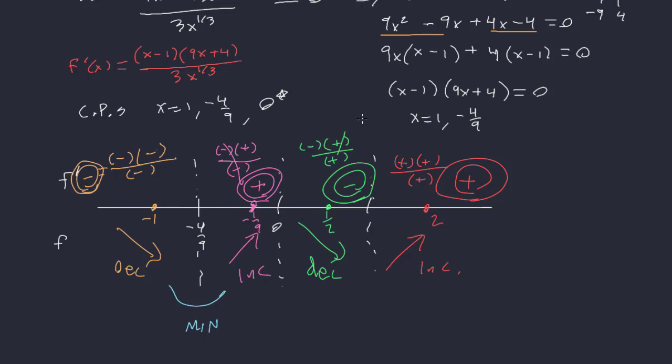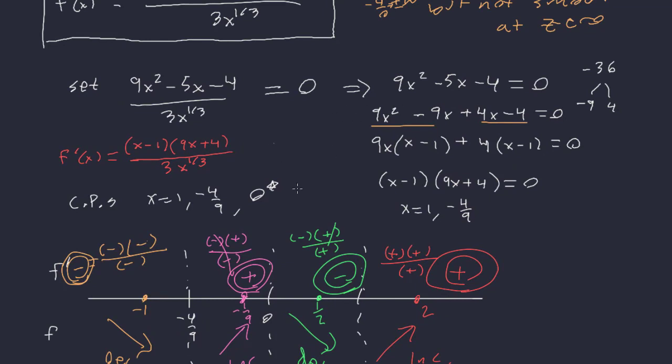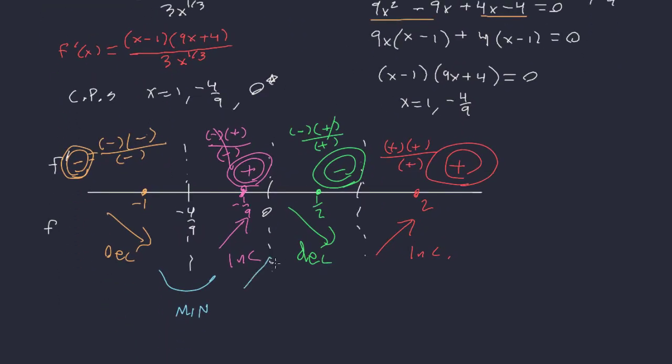However, that is where f prime is undefined. So that's going to, I think I said minimum, sorry. It's going to be a maximum, but since it's an undefined critical point, it's likely going to be something sharp like that. And then decreasing to increasing here at 1, that's going to be a minimum. So anywhere where the derivative actually exists and f prime is 0, that is going to be a smooth turning point. And anywhere we have where the f prime is undefined, that's going to be a sharp turning point.